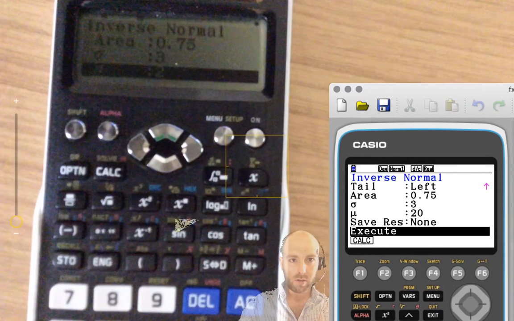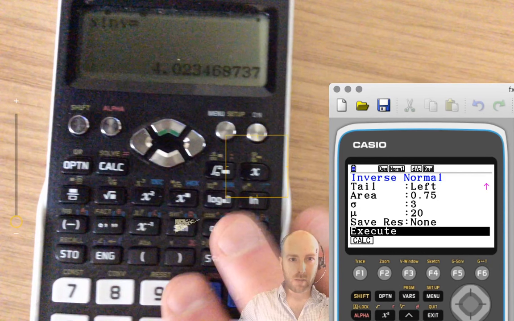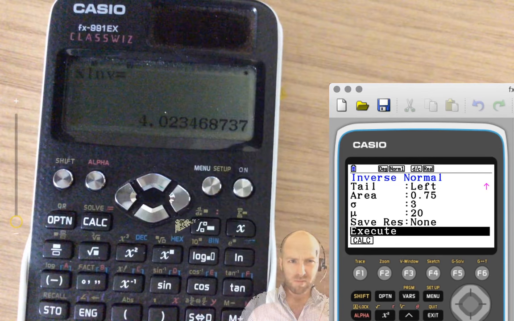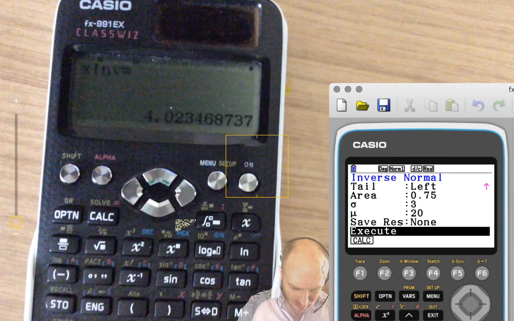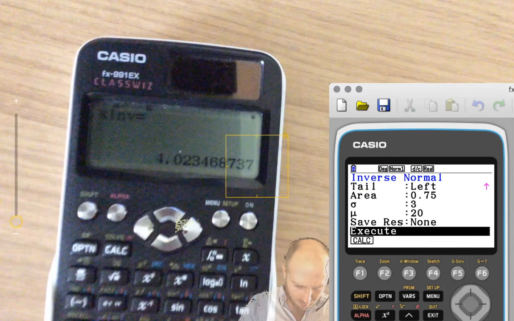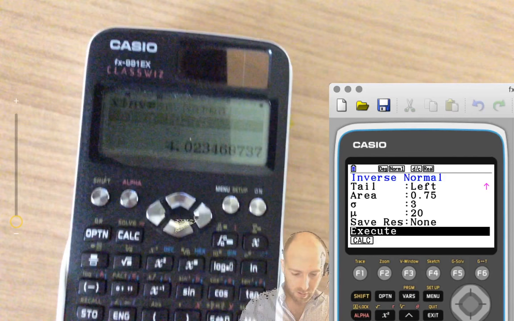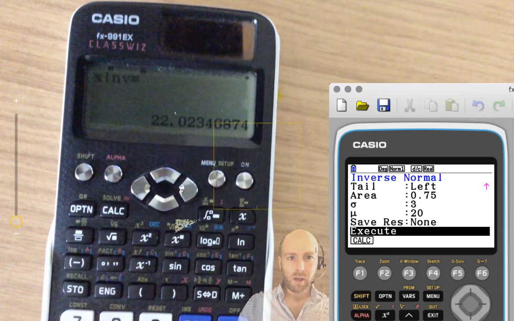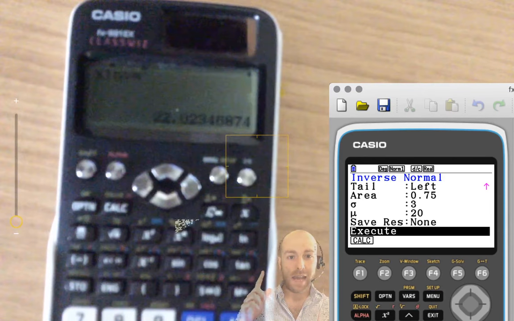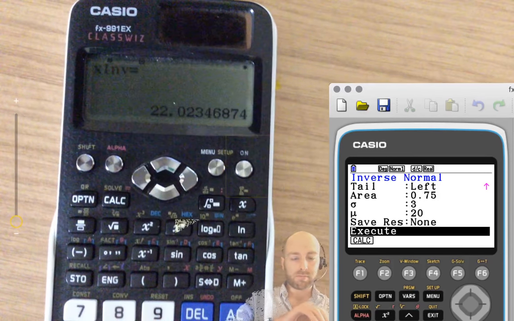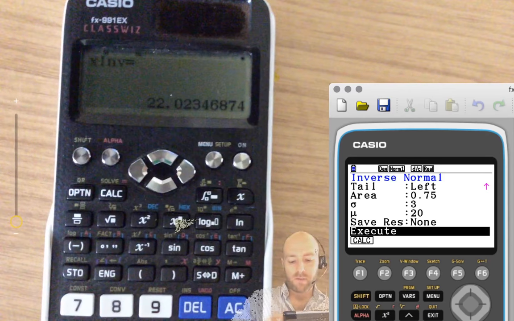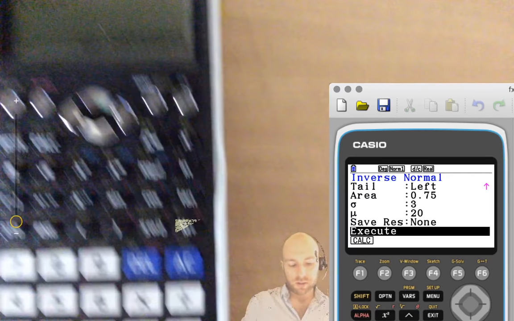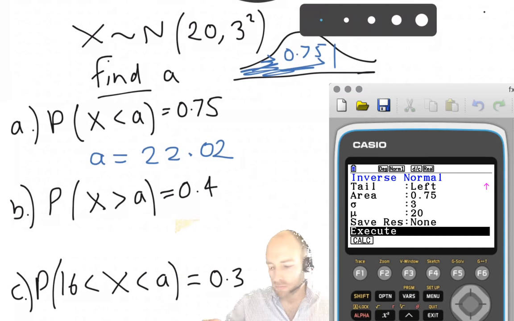It equals, and we get the same. Wait, what? Do that again. Oh, I typed in 20. There we go, 22.02. So you get the same answer. But just bear in mind this only does left-handed tails. Which is fine for a question like that, but for the next couple of questions, it's a bit harder.